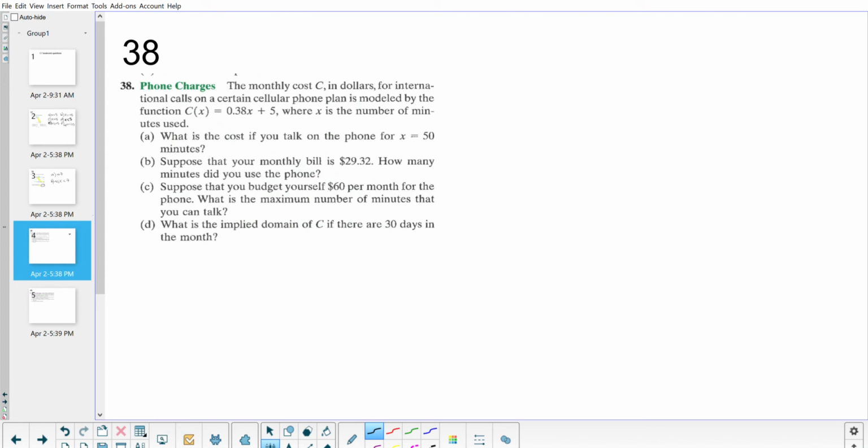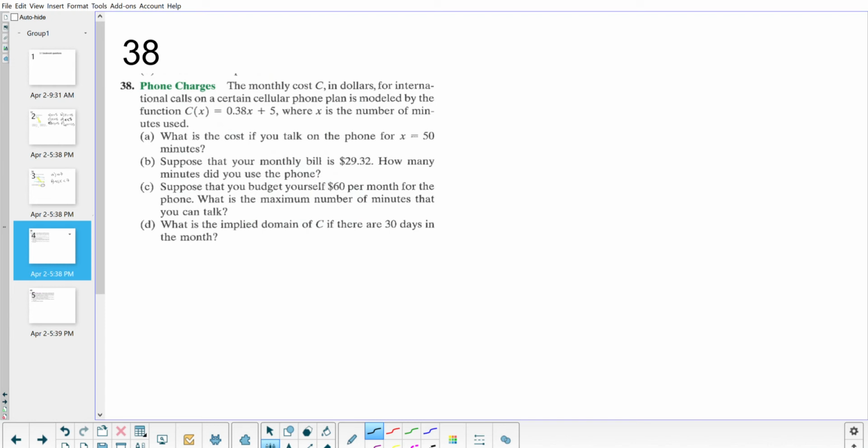Okay, so 38, I've had a few questions on this one. I think that you're okay with part A. You can plug in 50 and give me the cost. If your cost is $29.32, you can set C of X equal to $29.32 and solve for X.